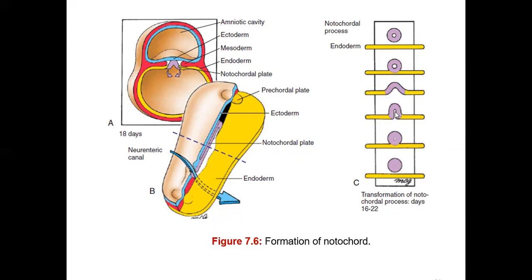Now a transient neuroenteric canal will be formed, which will provide nutrition to the developing ectodermal cells. Then there will be folding of the embryo, also laterally. So this will lead to the detachment of this notochordal plate, and it will roll over itself and form a solid bar, which is known as the notochordal process. The transformation of the notochordal process takes around 7 days, extending from the 16th to the 22nd day of intrauterine life post fertilization.